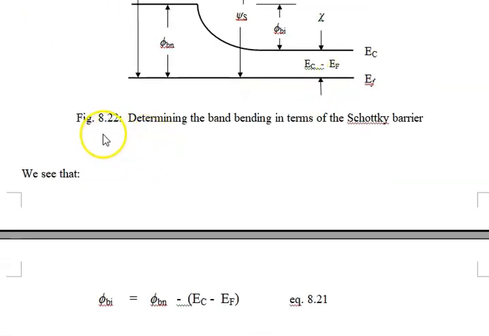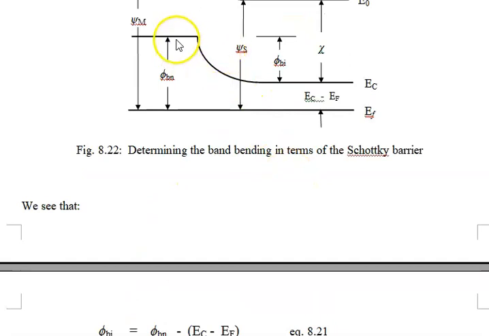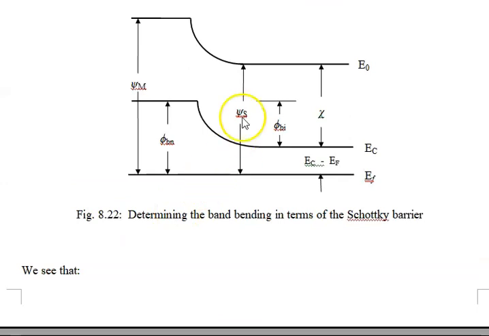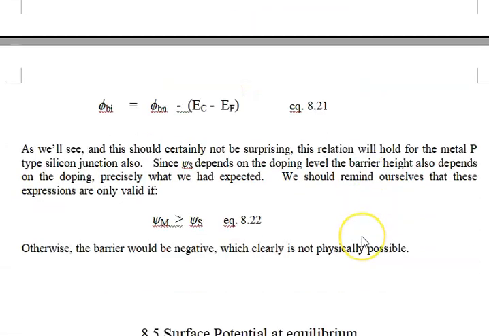And also by inspection from 8.22, we see that phi_bi is equal to phi_bn minus this guy right here. This is the difference between the conduction band edge and the Fermi level. So that's equation 8.21. Again, there's no fancy partial differential equations. It's just reading off these values from the figure. So that's fairly straightforward.